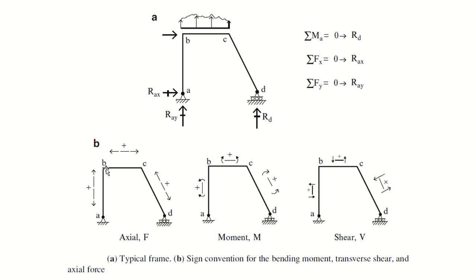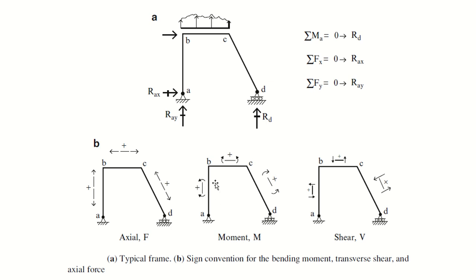Similarly, these forces are making joints B and C in compression. And similarly, these forces are making C and D in compression. So for axial forces, if the forces are making the joints be in compression, then you have to take it as positive. Okay, now coming to the bending moment.